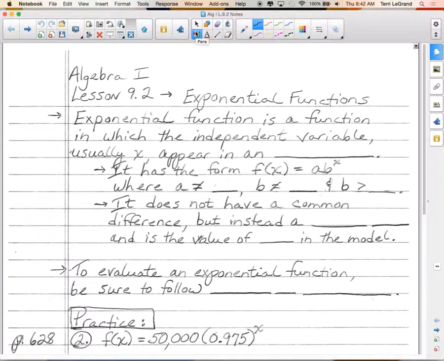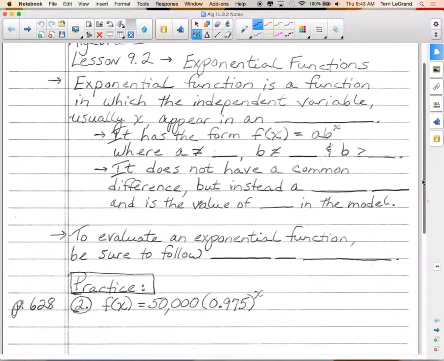Okay, so exponential functions. That is a function in which the independent variable, and typically our independent variable is the x value, the input value, is typically x. It can be called something else, like another typical one in exponential functions is t for time. But usually when we talk about an exponential function and its independent variable, it will be typically x, and it will appear in an exponent. So the x value is in the exponent of the function.